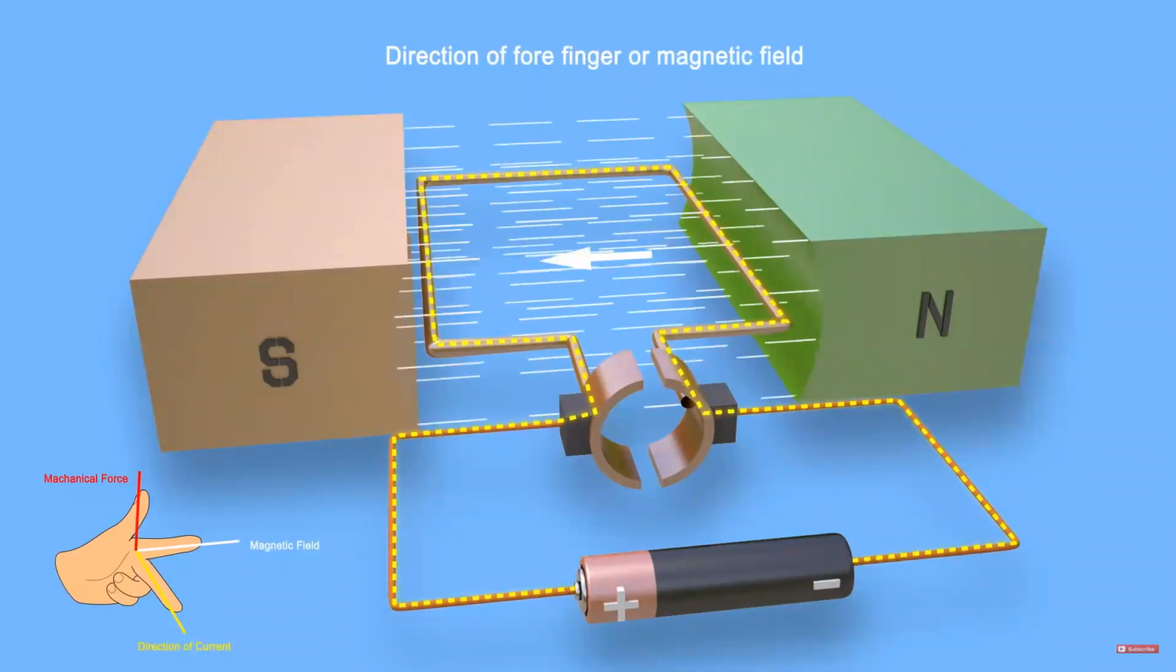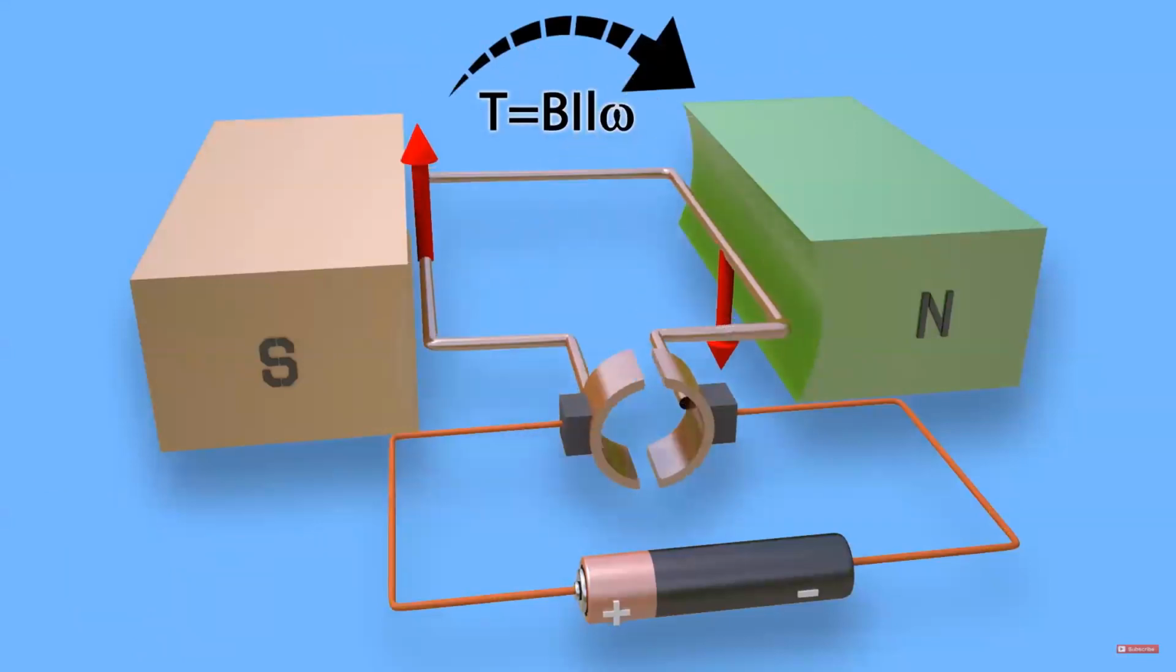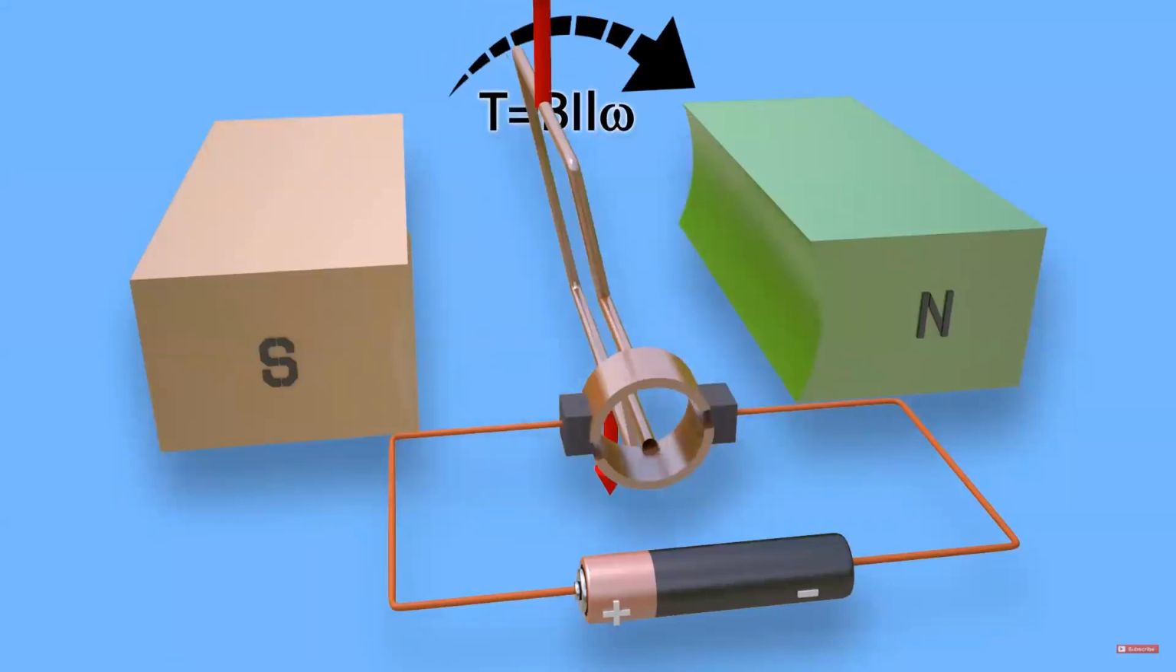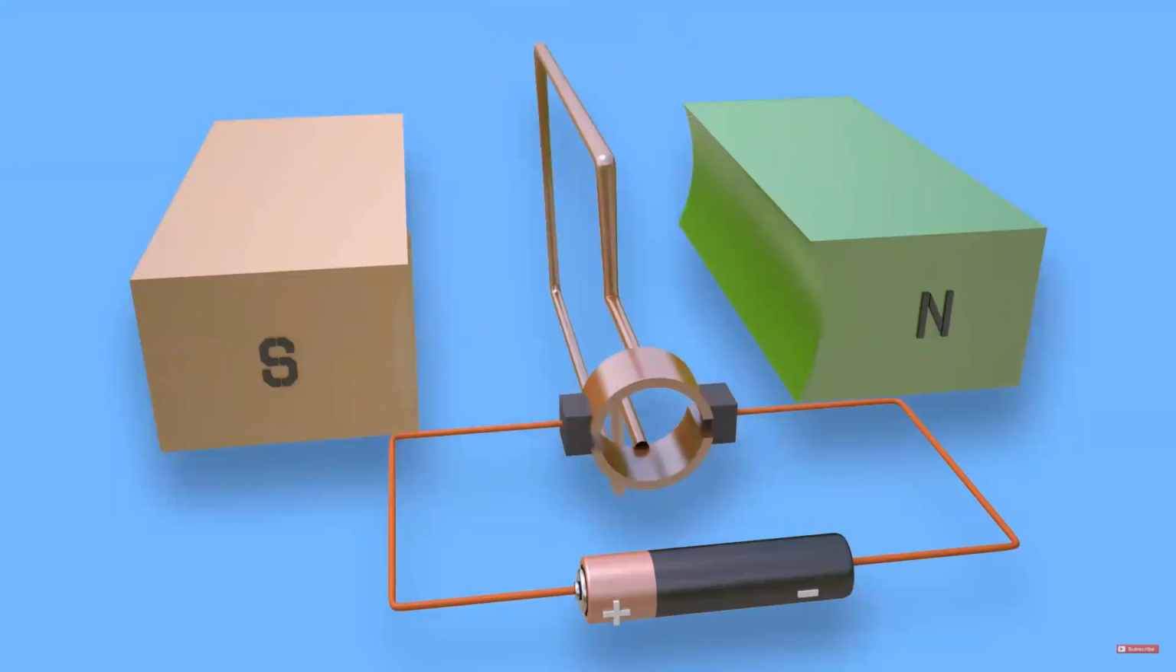Similarly, if the forefinger is aligned along the direction of the magnetic field from the North Pole to the South Pole, and the second finger is aligned along the direction of the current in the right side conductor, then the thumb indicates the direction of the mechanical force. Due to these upward and downward forces on the turn, a torque is produced and the turn rotates in the clockwise direction, as shown.